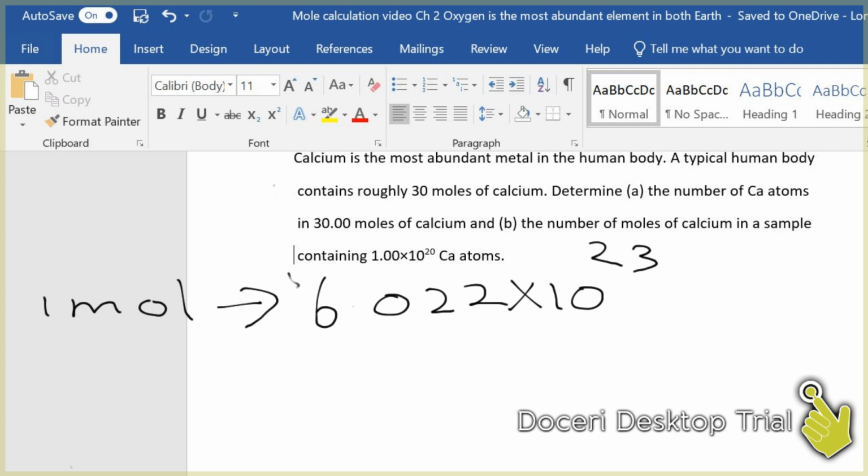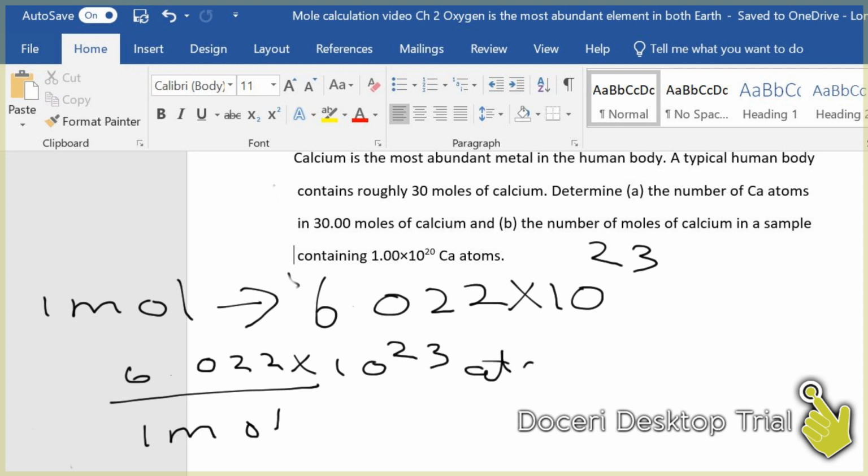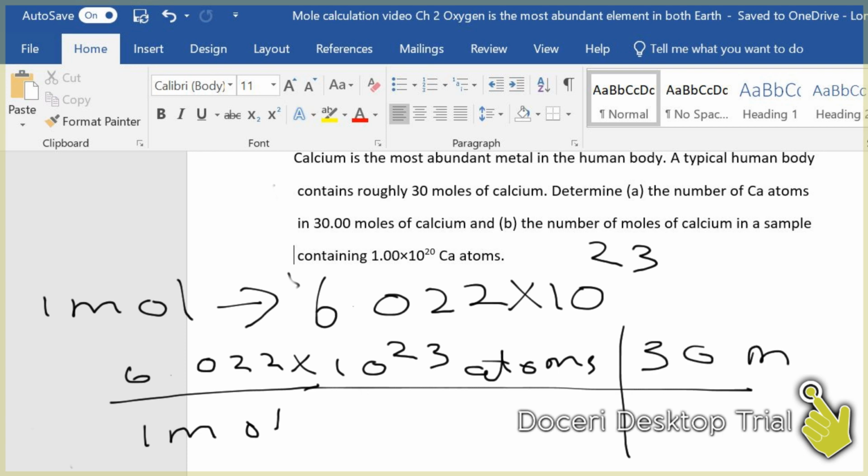So if I have 1 mole, I have Avogadro's number of atoms, 6.022 into 10 to the power 23 atoms. And now I have 30 moles, right? So what you do basically, you multiply by 30 moles, mole and mole cancel out, and then you multiply these two numbers and you get the answer. We do the multiplication real quick.